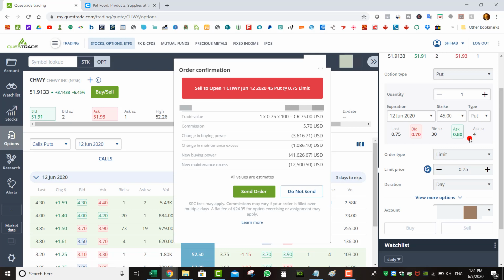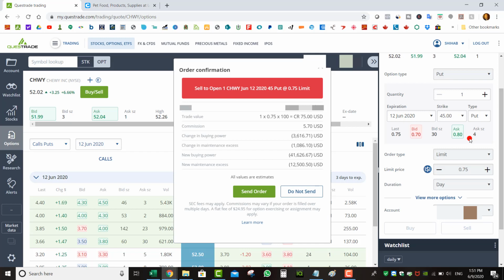So if the option is in the money, and in this case, if the stock is trading below 45, then your option is in the money, then you'll be assigned automatically 100 shares of that stock at a 45 strike. So you'll have to pay $4,500 US to buy the stock. But remember, you already collected 70 cents in premium. So it's like you paid only $44.30.